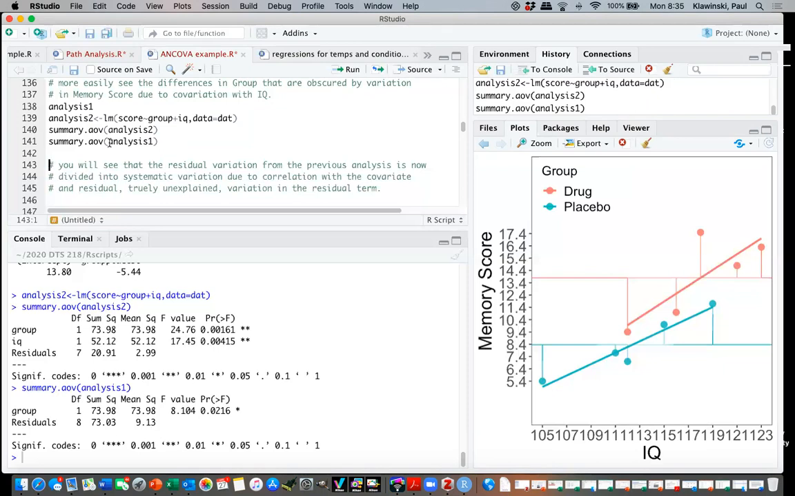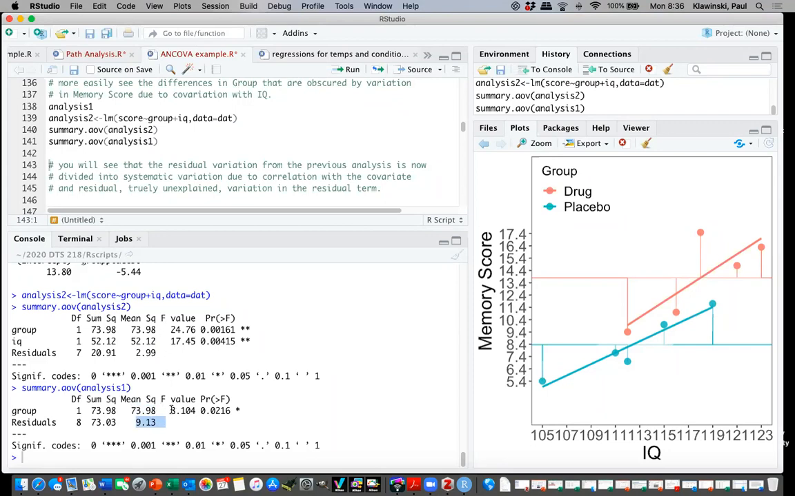So much better to use analysis of covariance when you have a covariate than analysis of variance. And you can see in the p-values that it had an effect on the p-value. Under analysis of variance down here in analysis 1, the p-value associated with group was 0.02. Now the p-value associated with group is 0.00161. And it's because the f-value has gotten bigger, but the f-value has gotten bigger not because anything has changed with the sums of squares. What has changed is the mean square value of the residual term, which is now 2.99, whereas it was 9.13 before. So now you're dividing 73.98 by 2.99, whereas before you were dividing 73.98 by 9.13.